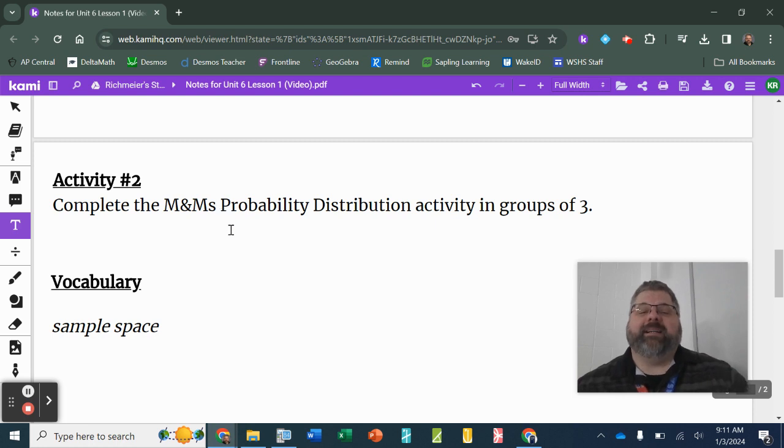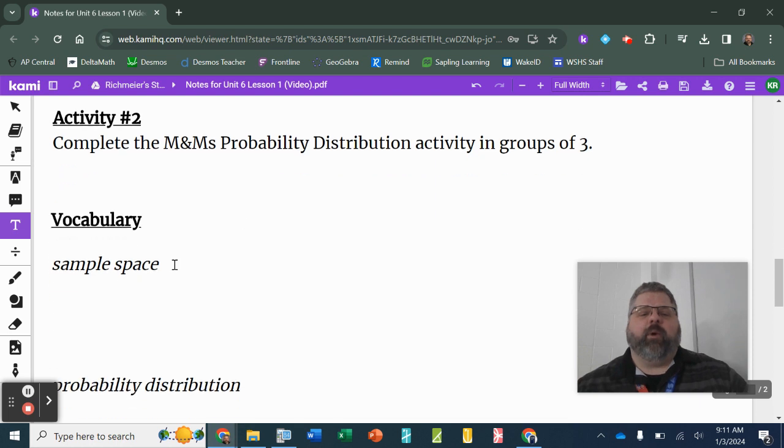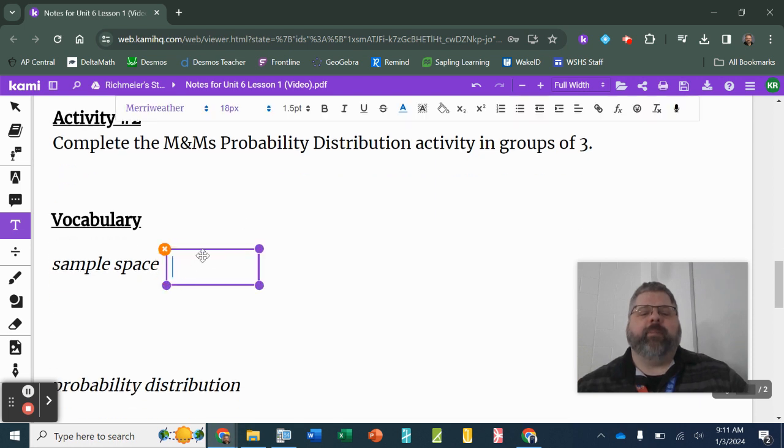Then we practiced it again, working on some data with 25 bags of M&Ms. We didn't actually open bags of M&Ms in class for the activity. It gave us data, so that way we're all working with the same data. So let's go to the vocabulary.